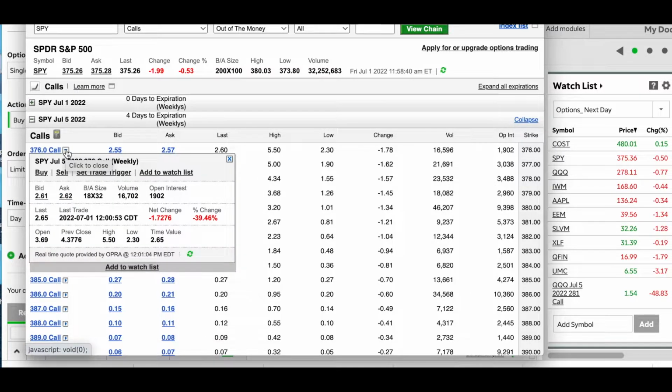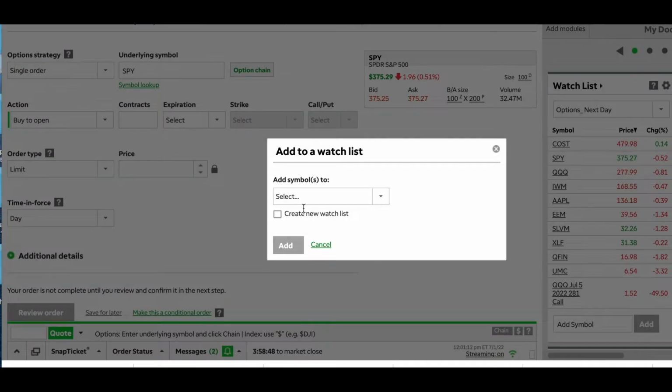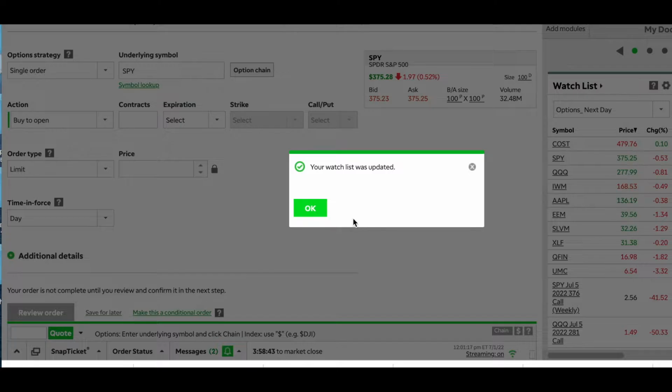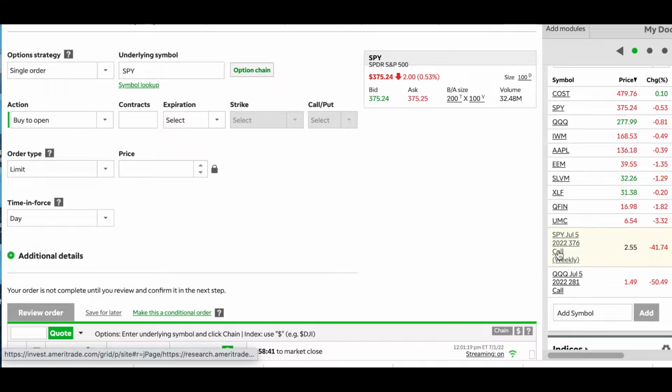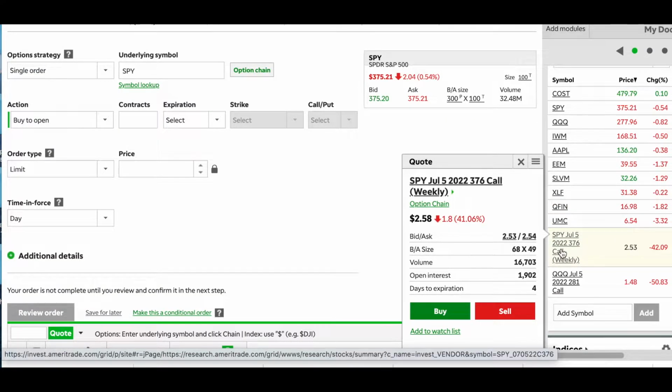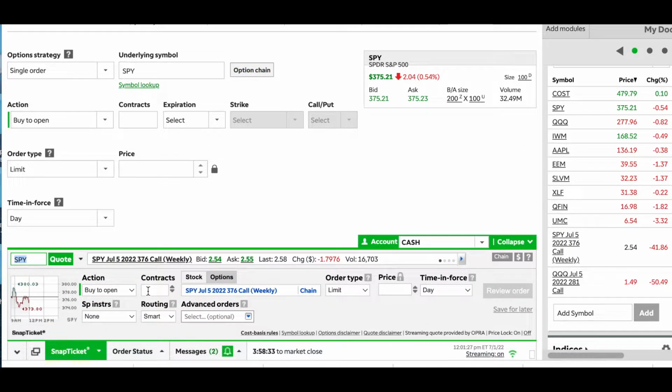So we'll click here, and I like to add to my watch list. You can buy and sell right here, but I'm going to add to the watch list. I'm going to select my watch list, add, and as you can see, it is now right here on the side. And what I like to do is click buy, and we can buy one option.